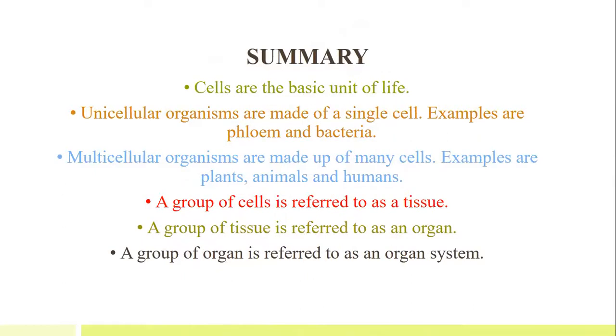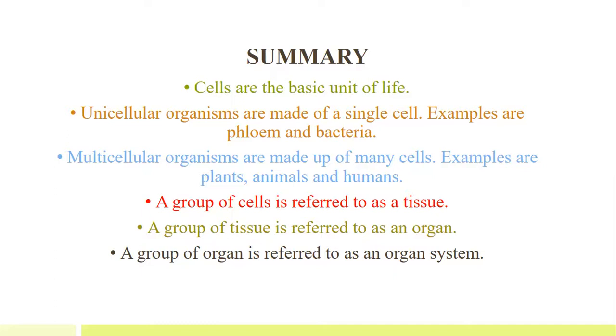Now let us summarize everything that we have just discussed. Cells are the basic unit of life. Unicellular organisms are made of a single cell. Examples, amoeba and bacteria. Multicellular organisms are made up of many cells. Examples, plants, animals, and humans.